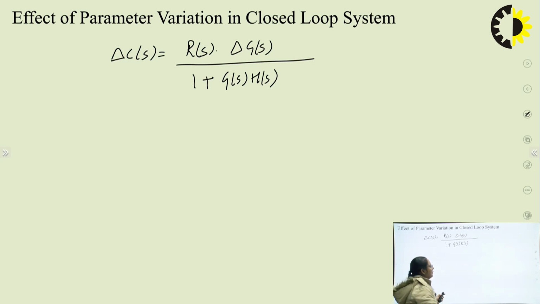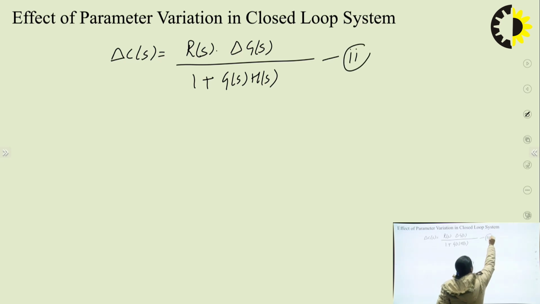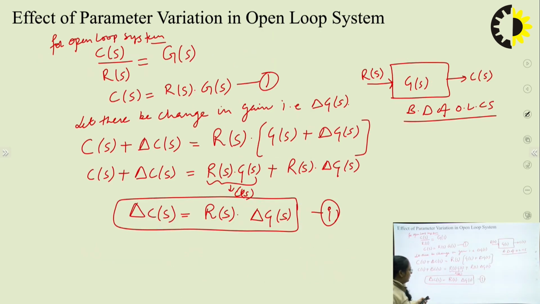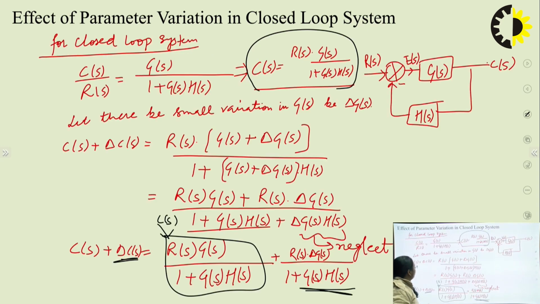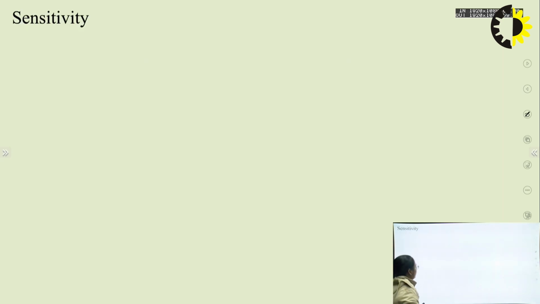So if you compare this equation number 2 with equation number 1, which is for the open loop control system, you can see the output of the closed loop control system will be reduced by the factor 1 plus GsHs. Okay, right? So this is the parameter variation I have. Now coming to the sensitivity of the control system.